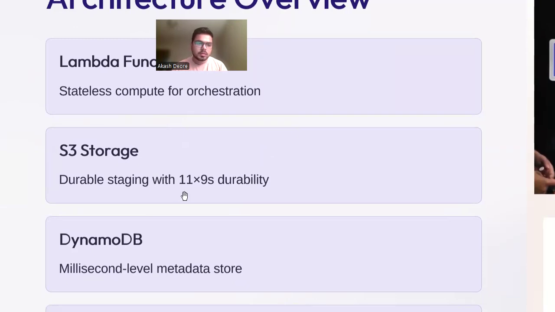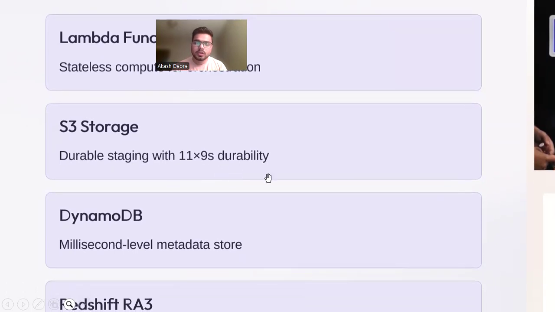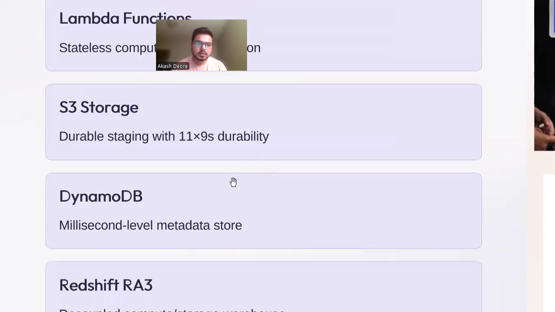Then they utilize Amazon S3 storage, which provides durable staging with 11 nines durability. So it is very reliable in terms of storing data in large volumes, and it offers, as I said, 11 nines. So it is very capable of storing your data, and retrieval is also a very easy task.